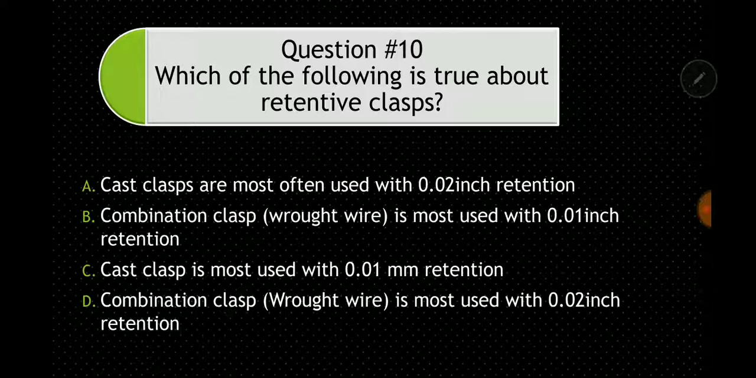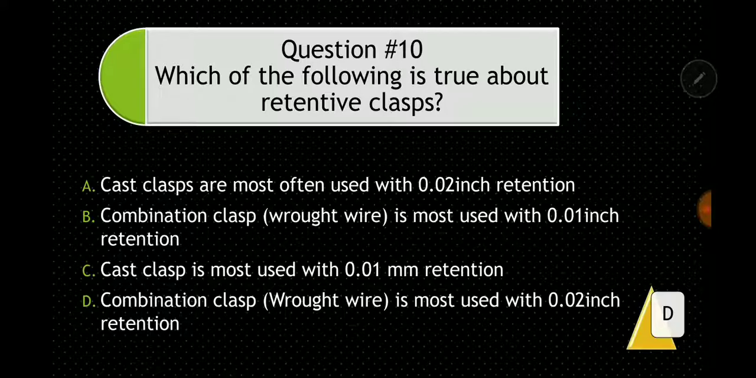A. Cast clasps are most often used with 0.2-inch retention. B. A combination clasp, which is also a wrought wire, is most used with 0.01-inch retention. C. Cast clasp is most used with 0.01-millimeter retention. D. Combination clasp is most used with 0.02-inch retention. The answer is D.